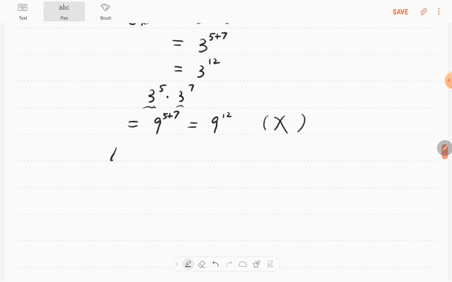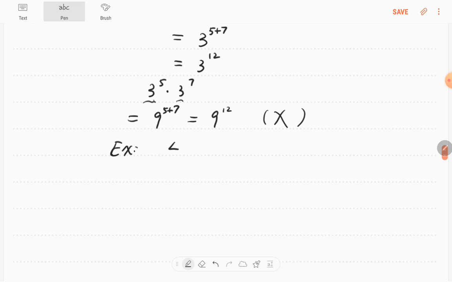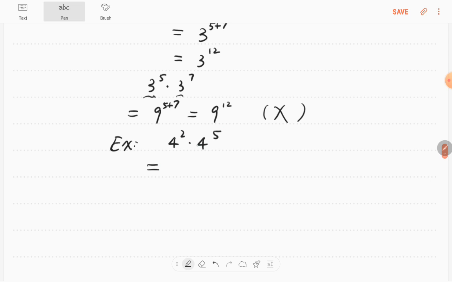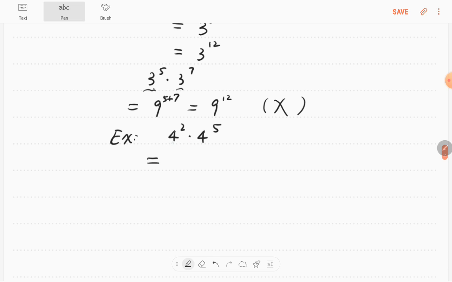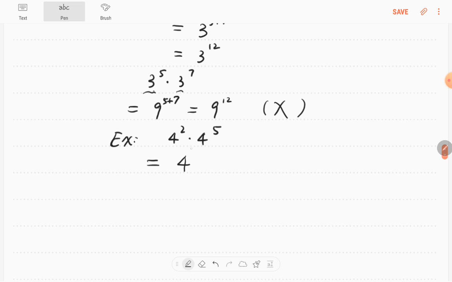Let's check another example. So this time we have this expression. So we know we are doing the multiplication, right? Now we check, do they have the same base? We will say yes, and the base is 4, so we just write down 4. Next step, we're gonna find the sum of the exponents. So 2 plus 5, we will have 7. So 4 to the 7th is just the answer. Okay, let's check one more, or maybe 2 more.